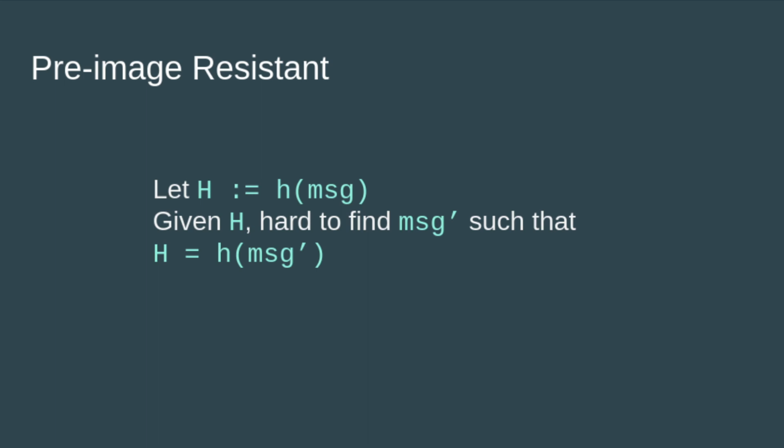Okay, and then the third property is preimage resistant. So here, let H be the hash value of some message.